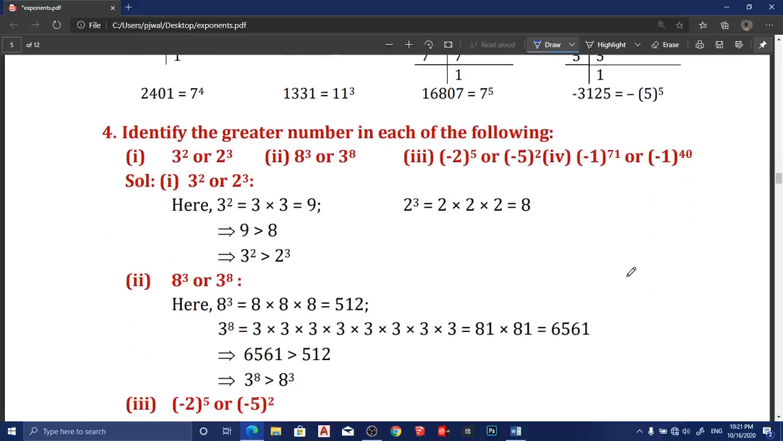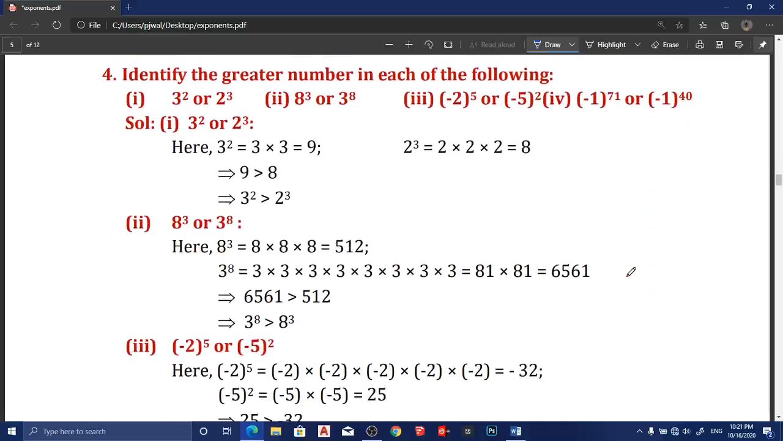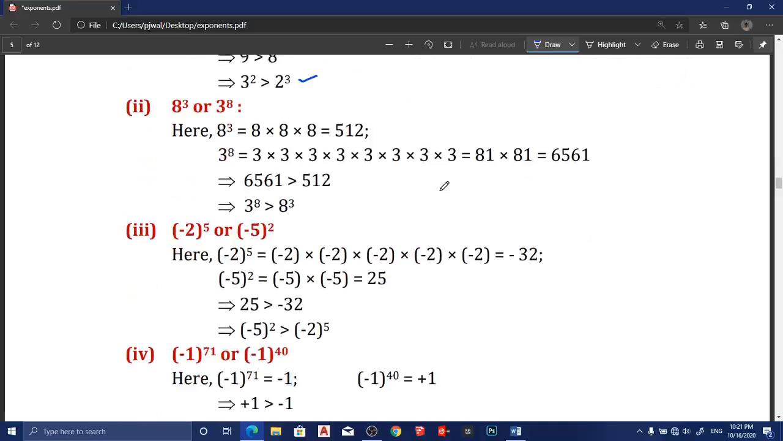Next, identify the greater number in each of the following. Here 3 square and 2 cube is given, just expand them. 3 square means 3 into 3 is 9, 2 cube means 2 into 2 into 2, 3 times, which is 8 here. 9 is greater than 8, means 3 square is greater than 2 cube. So like that, by expanding these numbers, you can compare. It's very easy for you. Just expand them, multiply and compare.